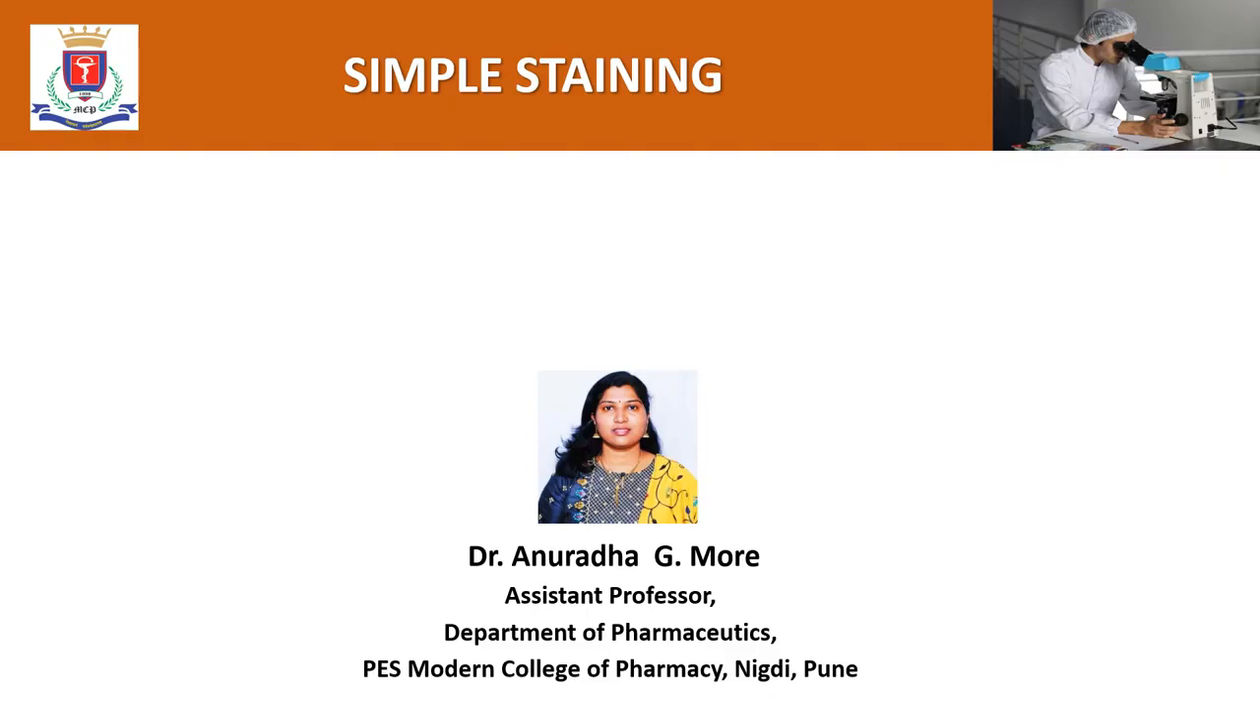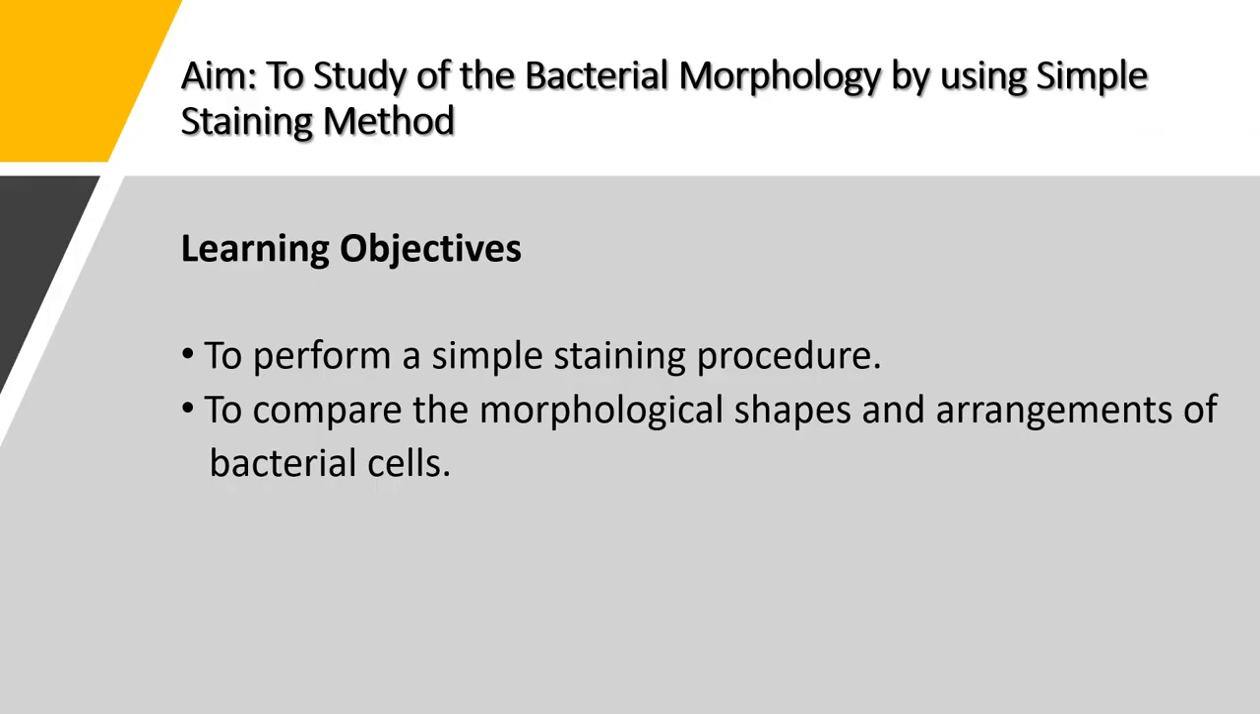Students, today we are going to discuss the experiment, that is simple staining. The aim of today's experiment is to study bacterial morphology by using the simple staining method. Learning objectives: to perform a simple staining procedure and to compare the morphological shapes and arrangement of bacterial cells.